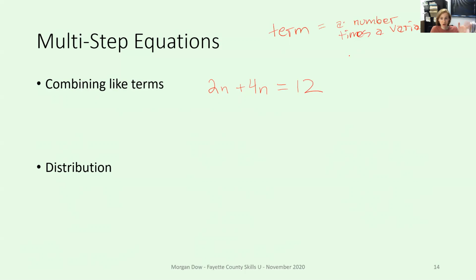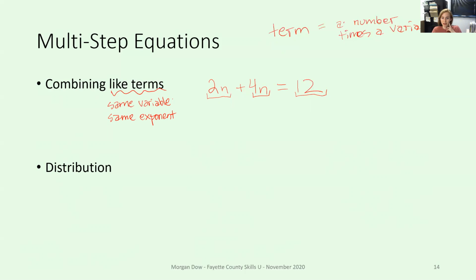So in equations, terms are in general the stuff that is separated by addition and subtraction. So like in this equation, 2n is a term, and 4n is a term, and 12 is a term. So like terms are terms that have the same variable, and those variables have the same exponent. So in this example, our terms have the same variable and they have a matching exponent because there's no exponent that we see. So we can go ahead and combine them.